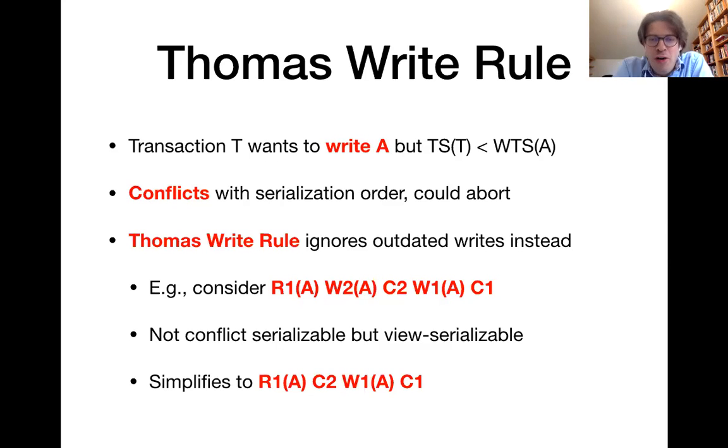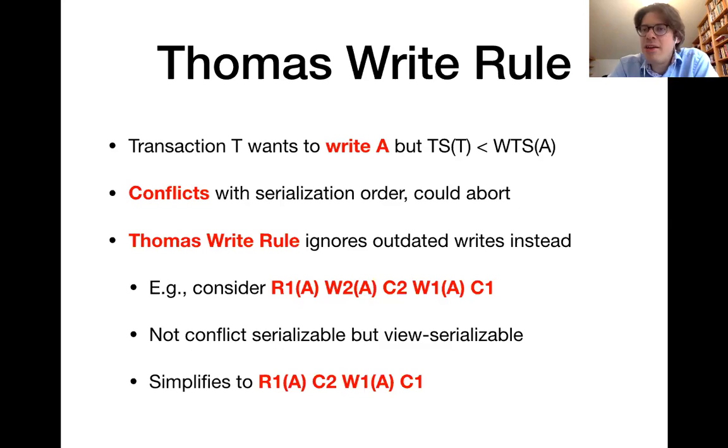Now, first of all, this schedule is not conflict serializable, because here, we have a conflict on object A between transaction 1 and 2. In the corresponding graph, we would have an edge from transaction 1 to transaction 2 due to the read followed by the write. And also we would have an edge from transaction 2 to transaction 1 because of the write followed by the final write by transaction 1. So we have a cycle, and that means this schedule is non-conflict serializable.